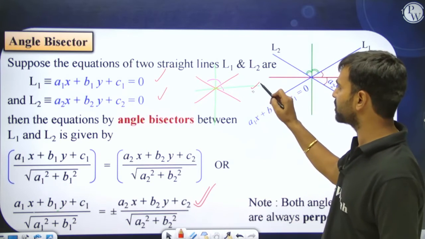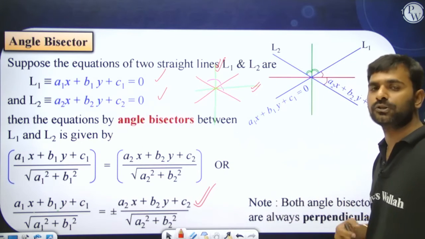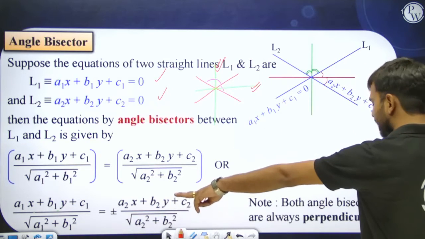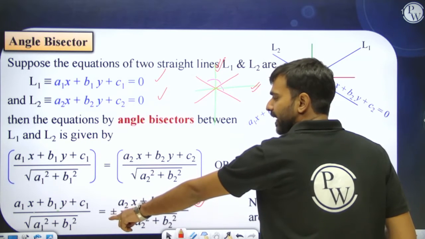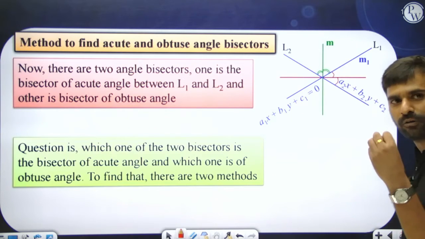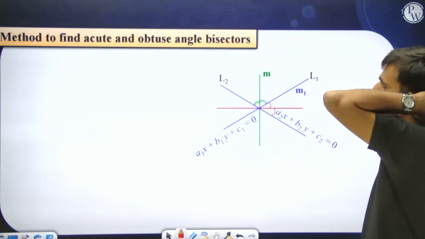Now here, this one is the acute angle bisector, this one is the obtuse angle bisector. So in the equations also we need to identify which one is acute and which one is obtuse. Once we take plus we get one of the angle bisectors, once we take minus we get the other angle bisector. The two angle bisectors are always perpendicular. Method to find out acute and obtuse angle bisectors, let's see.